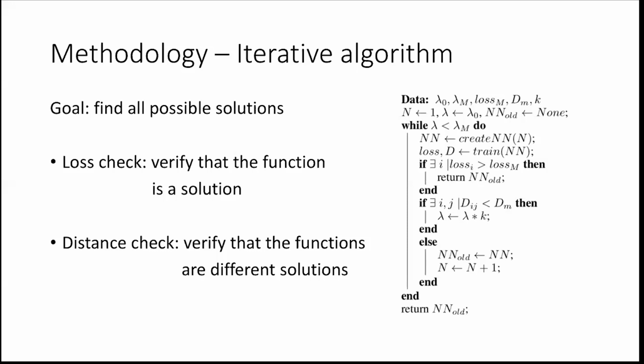Otherwise, if they converge to different minima, so the distance is okay, then we try increasing the number of neural networks. So we try with 3 neural networks, we train all of them, we check the losses and the distances, and so on until the strength is too high. That basically means that that number of solutions is the maximum that we can reach and no more than that.